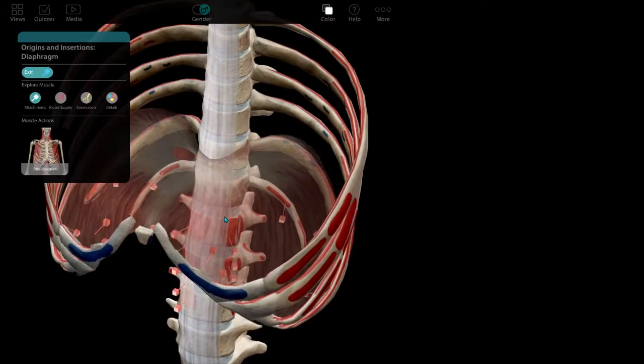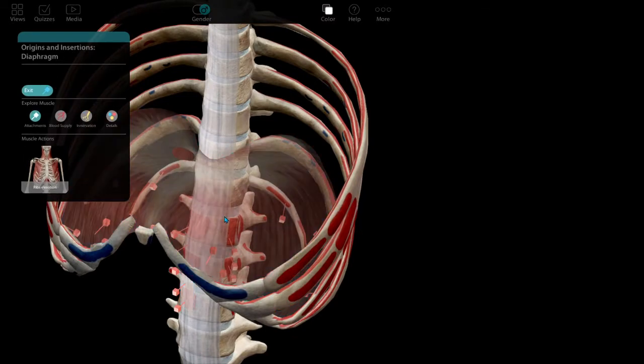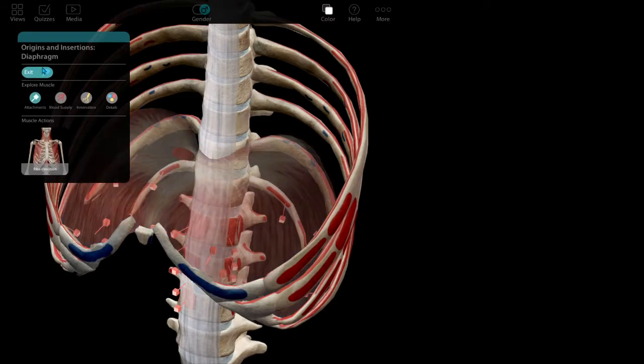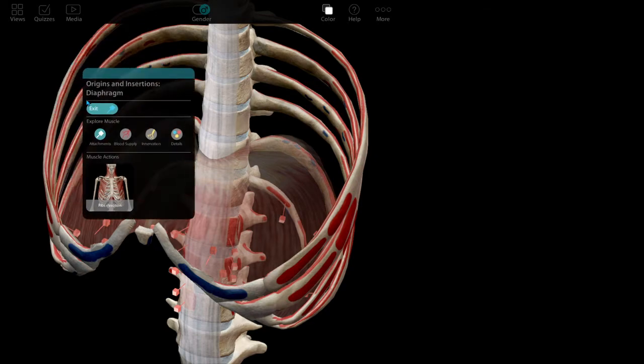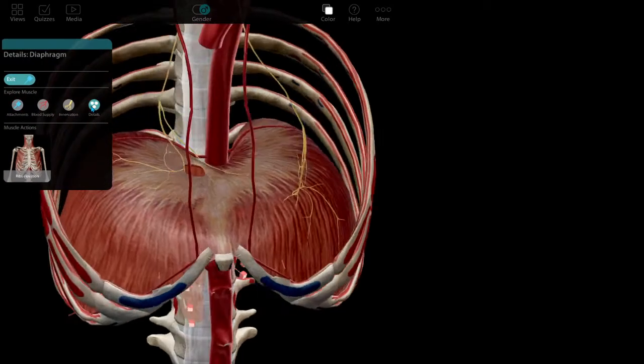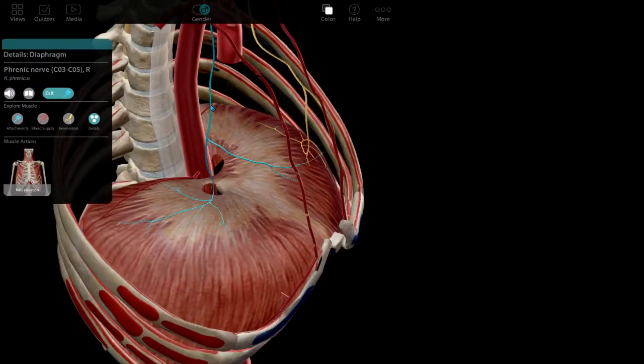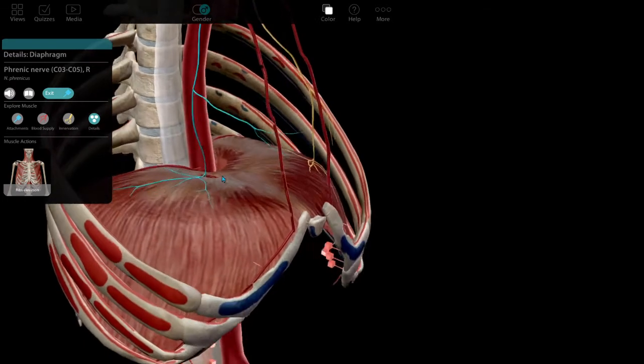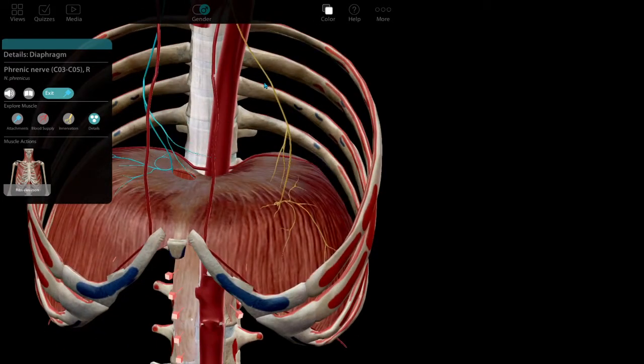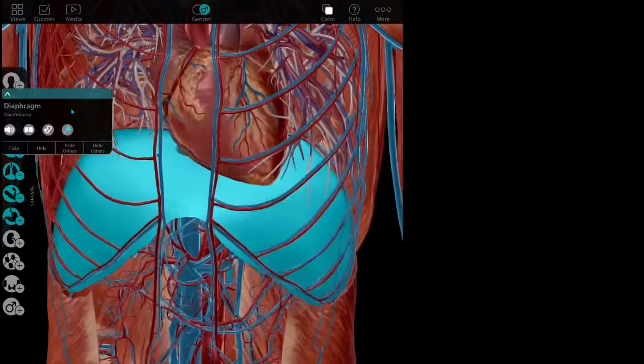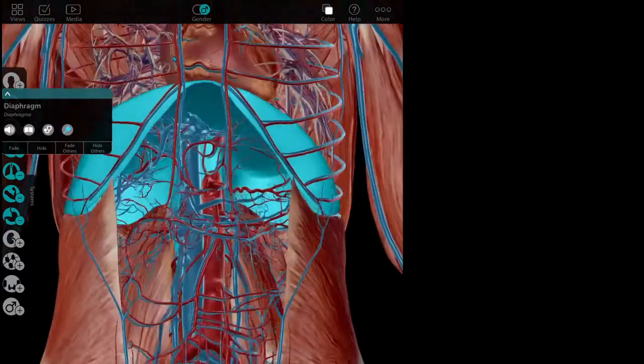Okay? So that is your diaphragm. What innervates these muscles? It is your phrenic nerve, the left and right phrenic nerves. They innervate the diaphragm.